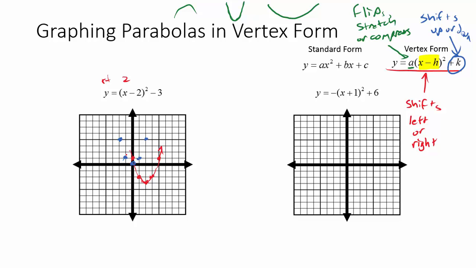And this vertex form is a little bit easier. You don't have to use your negative b over 2a formula. I think of it kind of like slope-intercept form, in that it's a little bit easier to graph than when you're graphing a line.